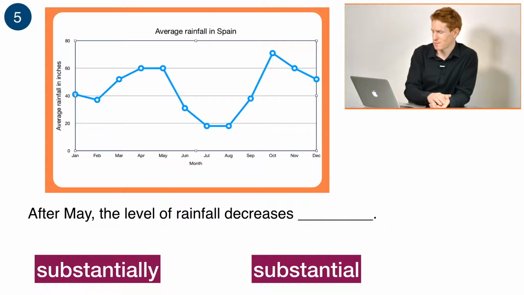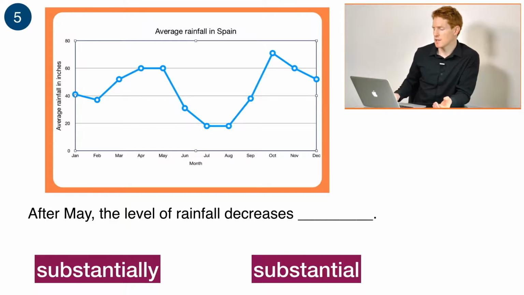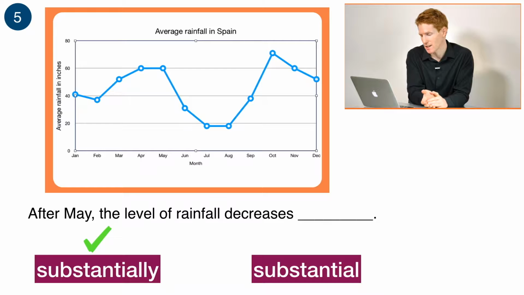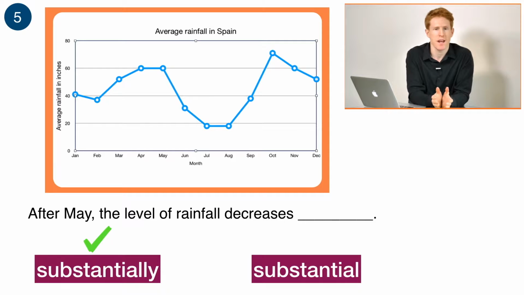Okay, number 5. After May, the level of rainfall decreases. Now we need an adverb here. So let's look at May, and then afterwards there's a large decrease. We would say that it decreases substantially. So remember, this is the adverb, substantially. It decreases substantially, or we can say it experienced a substantial decrease. So be careful about adjectives and adverbs.